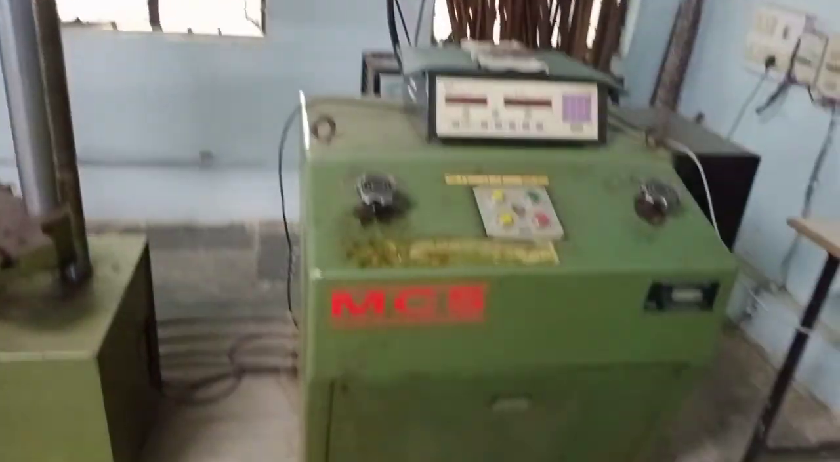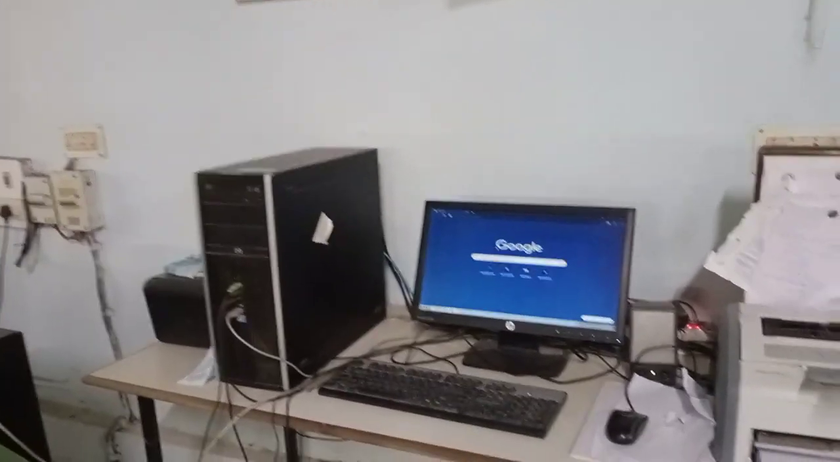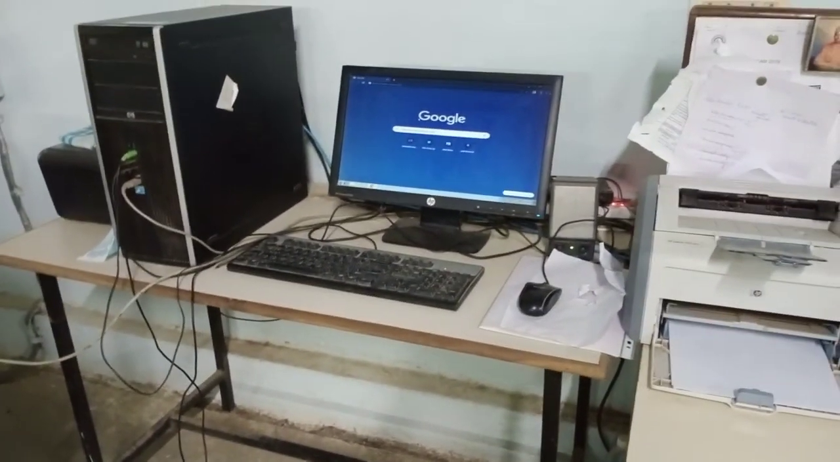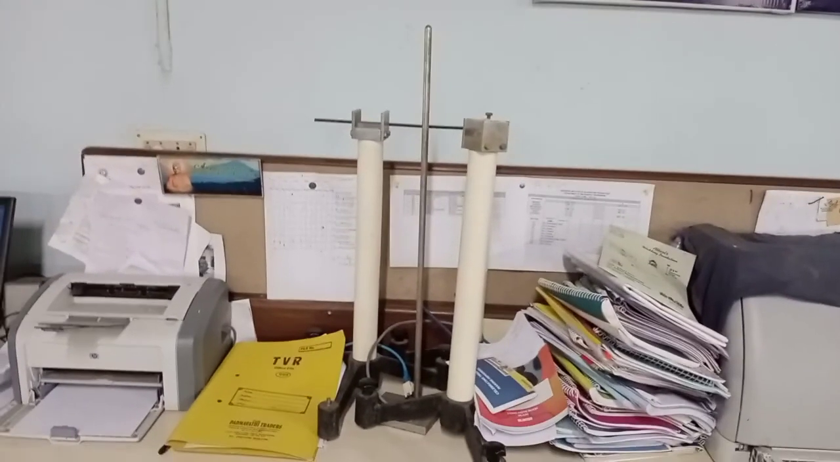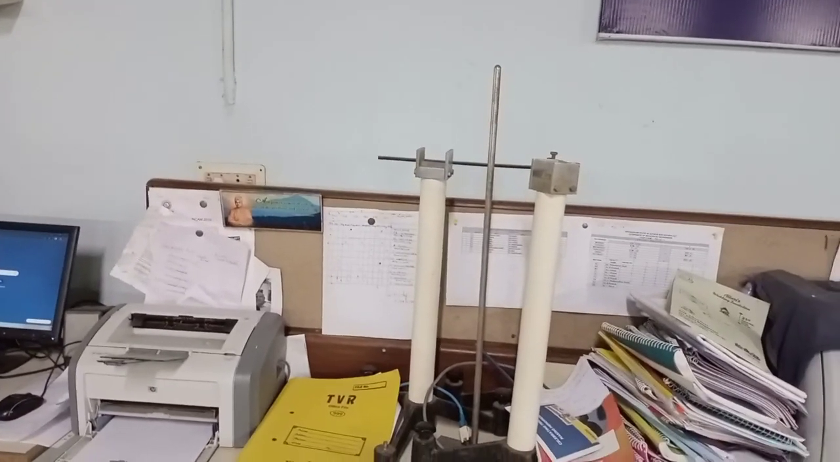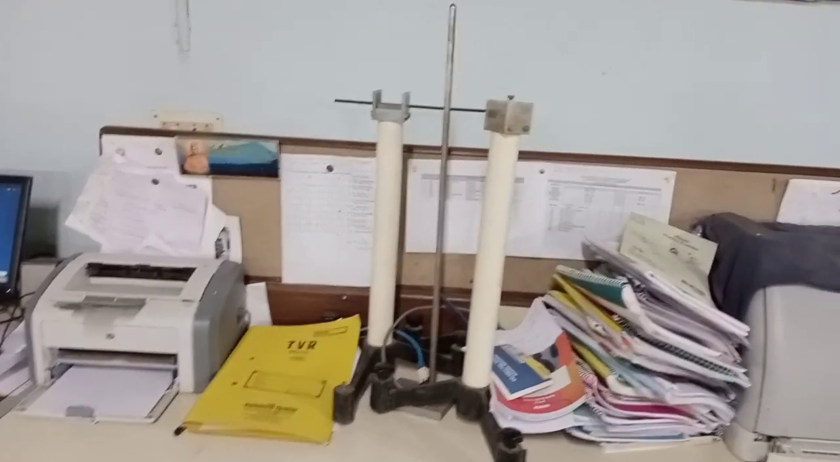These are all the controls of this one. It is working hydraulically. And the system which is used for this lab purpose is also having a printer. And these are also some kind of simply supported beam as well as cantilever equipment, which we are using extra for the strength of materials lab.